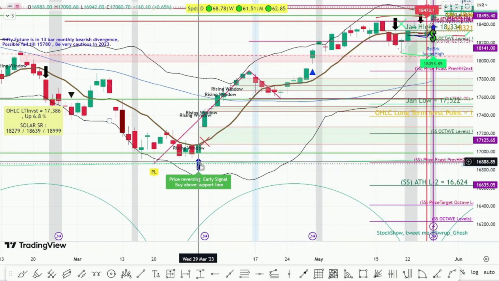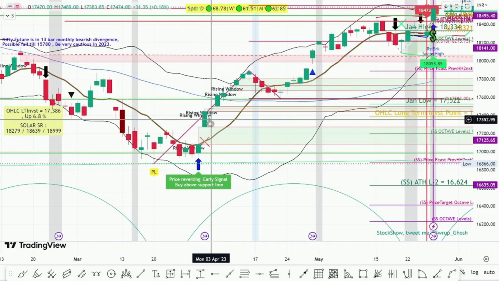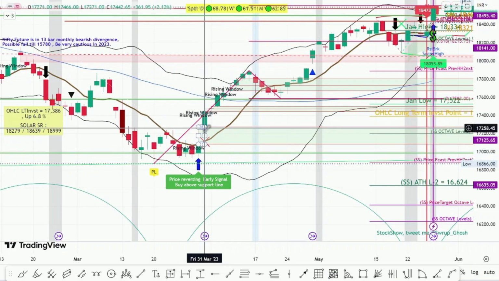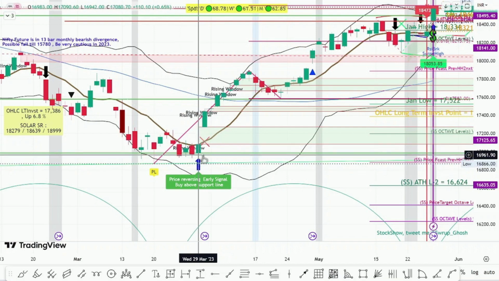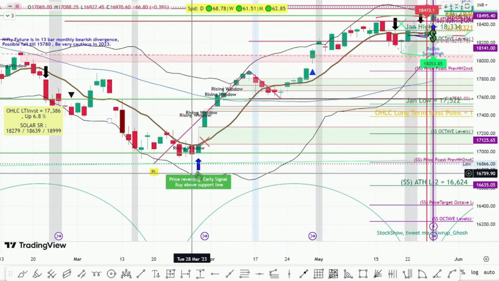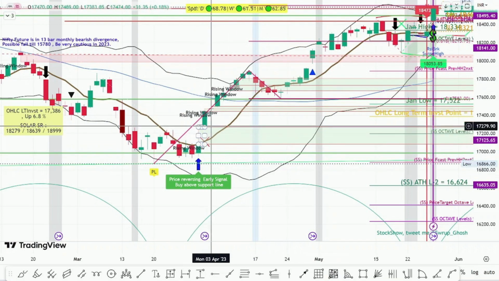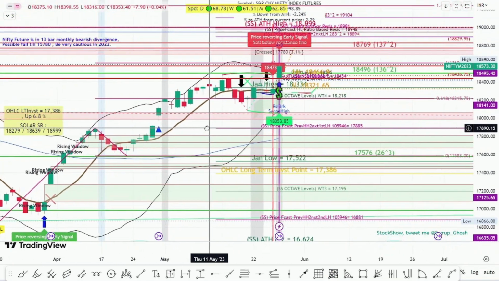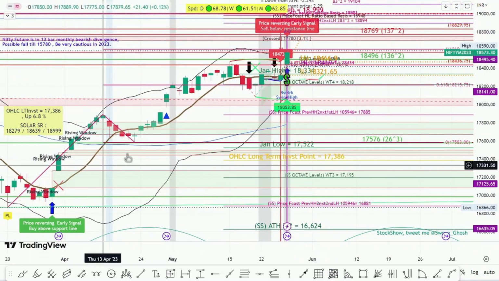If we look at all these, it has given you a very good signal, and this comes rarely. It's not that it comes every day. Once we get this signal, thereafter you can see the length of the rally.